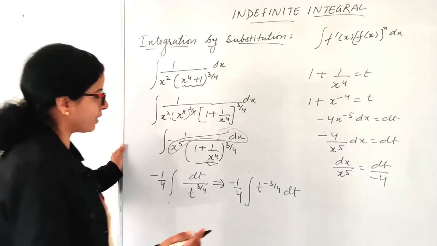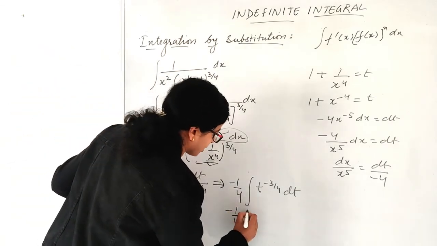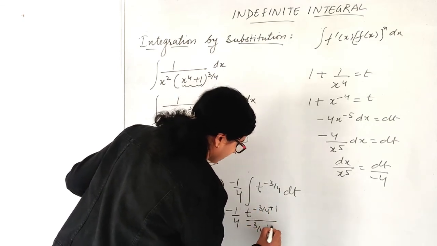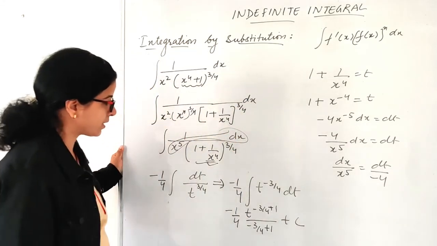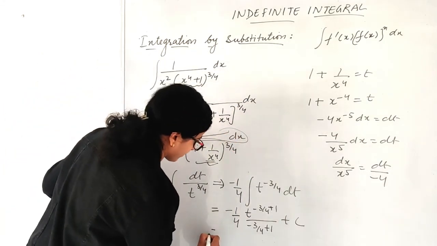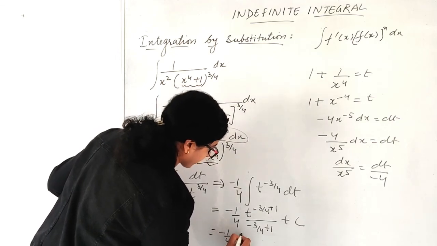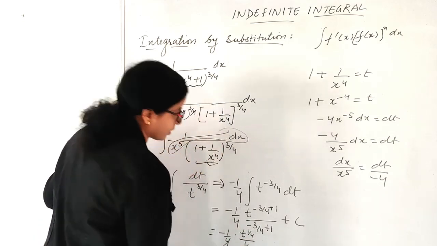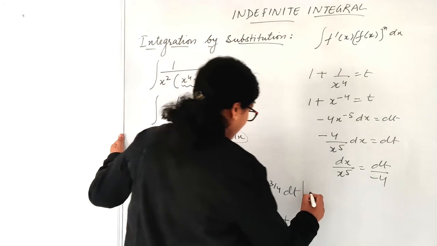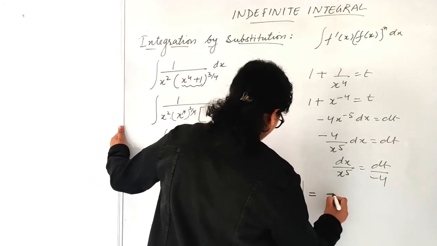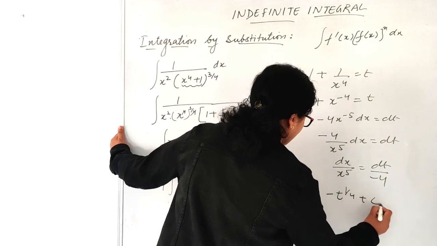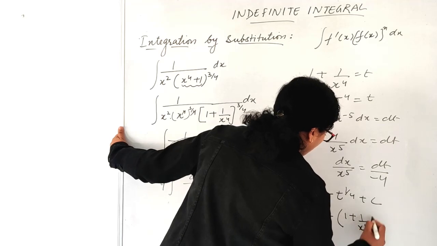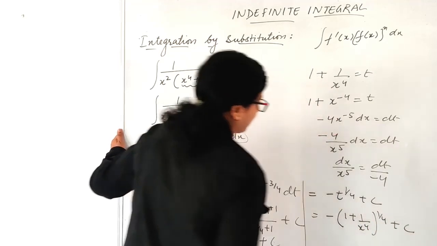Correct? Now we'll apply our formula. Our traditional formula, t to the power minus 3 by 4 plus 1 upon minus 3 by 4 plus 1 plus c. Correct? So what is that going to imply? Minus 1 by 4 t to the power 1 by 4 upon 1 by 4. It is going to get cancelled, and what will be my answer? It will be equal to minus t to the power 1 by 4 plus c. Substitute the value of t. Minus 1 plus 1 by x to the power 4, whole to the power 1 by 4, plus c.